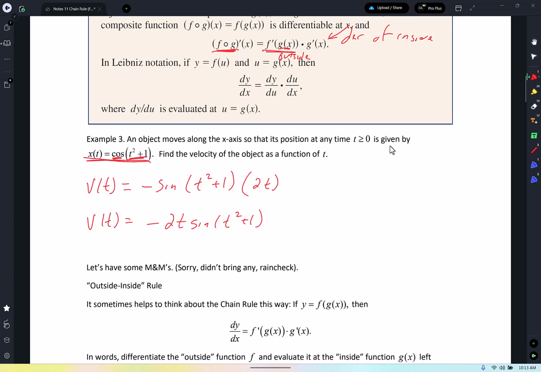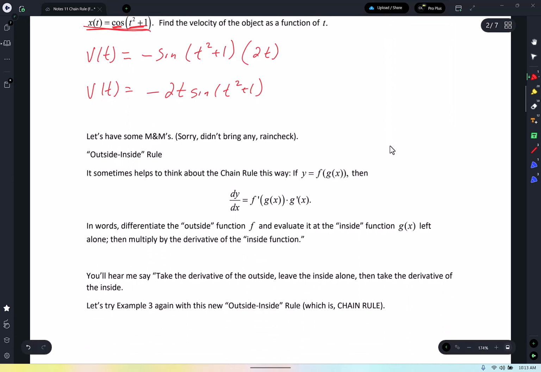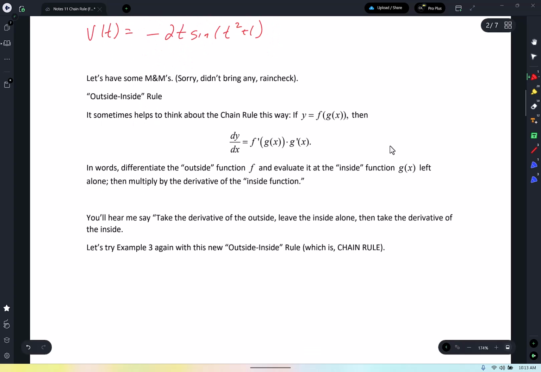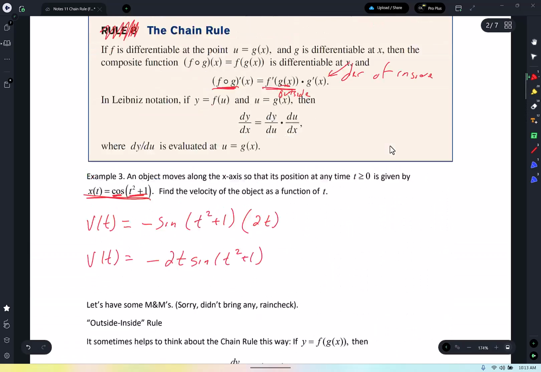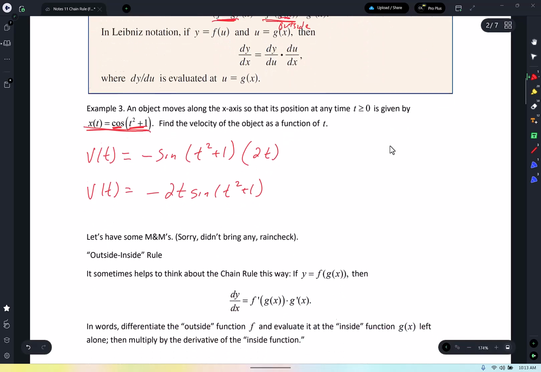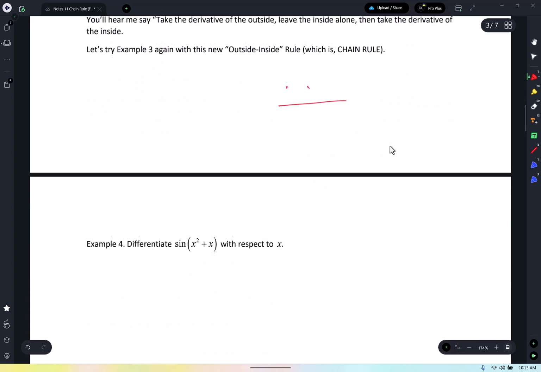Done. That's it. Are we okay? Don't worry, we're going to do more. See, we tell you here how you say it. Take the derivative of the outside, leave the inside alone, take the derivative of the inside. All right, outside, inside rule. Let's try example 3. Okay, so what was example 3? Oh, we just did it with that route.